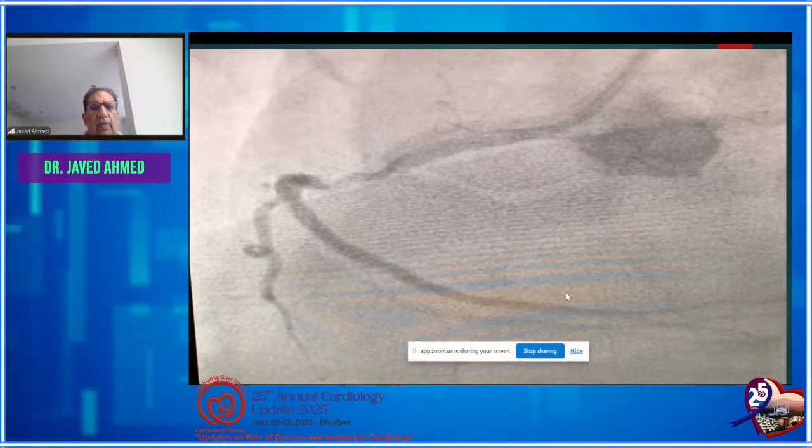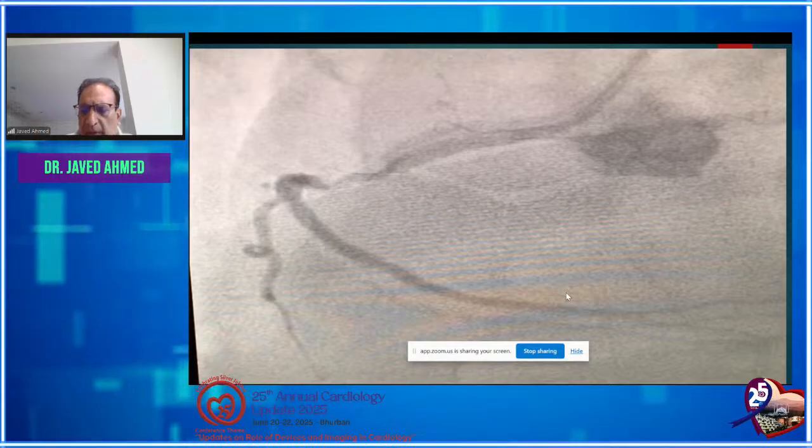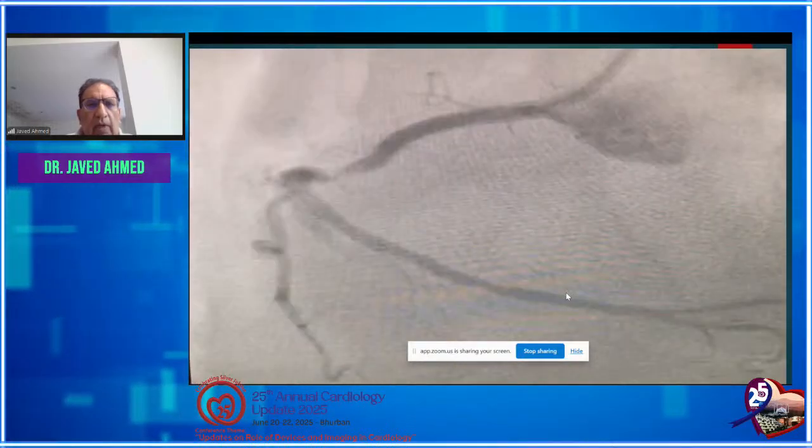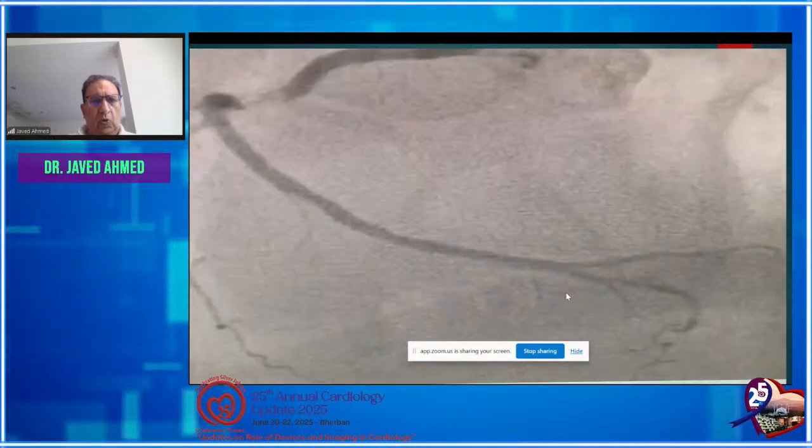And this is another case which was a balloon uncrossable and severely calcified right coronary artery lesion, and where you could see that it is quite tortuous.